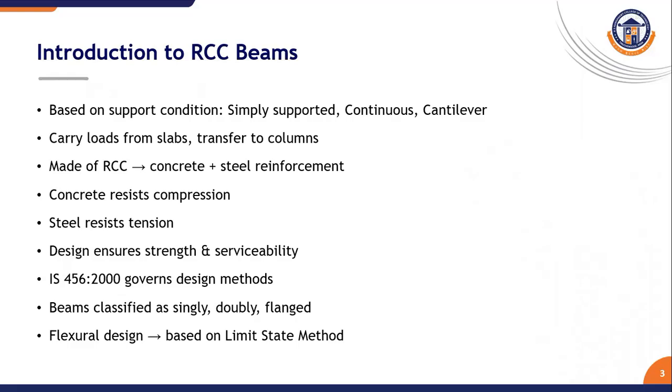Introduction to RCC beams. Beams are structural members that resist bending, carrying a load from slab and transferring them to columns. In RCC, concrete resists the compression and steel resists the tension. For safety and serviceability, design follows IS 456-2000. Usually by the limit state method, the beams are mainly classified into singly reinforced, doubly reinforced and flanged beams.